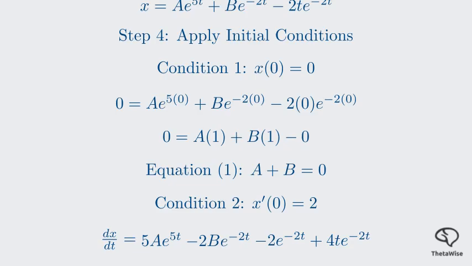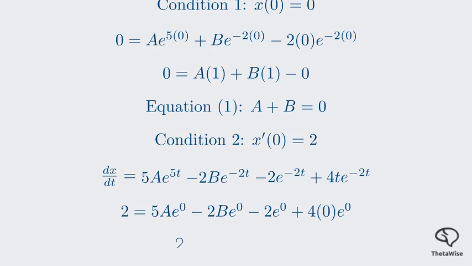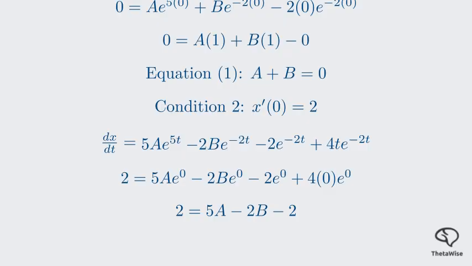Now we can apply the initial condition. We substitute dx/dt equals 2 and t equals 0 into this derivative. Plugging in t equals 0, we get 2 equals 5a minus 2b minus 2 plus 0. Remember, e to the 0 is 1. The 4t term becomes 0. Rearranging this gives us our second equation, 5a minus 2b equals 4.